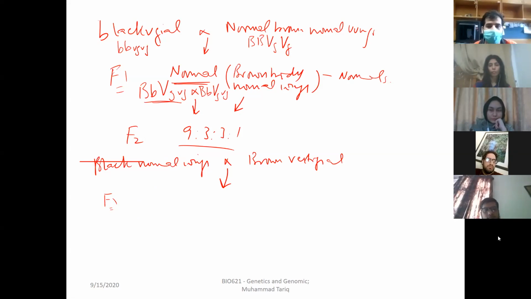If you cross black body color and normal wings fly with brown body color and vestigial fly, these are two different parents. What will be F1 phenotype? Sir, brown normal wings. Brown normal wings. Excellent. Because brown is dominant over black and normal wings are dominant over vestigial. So it will be normal fly.